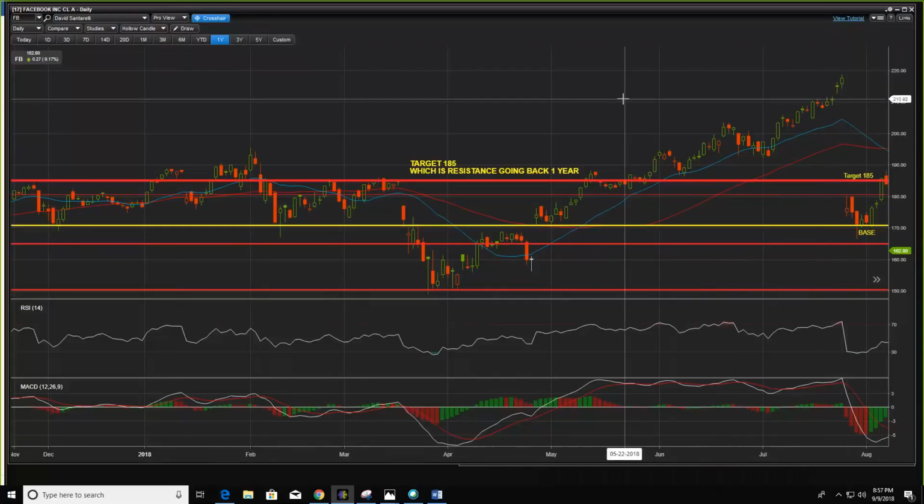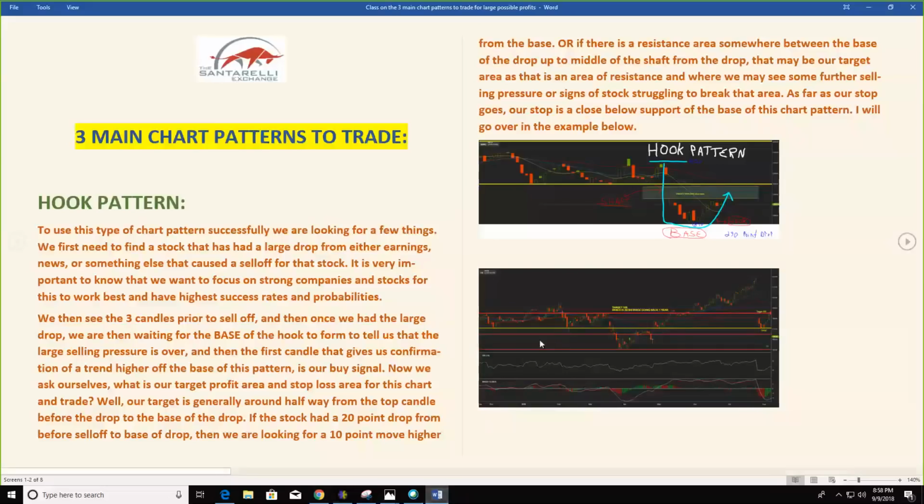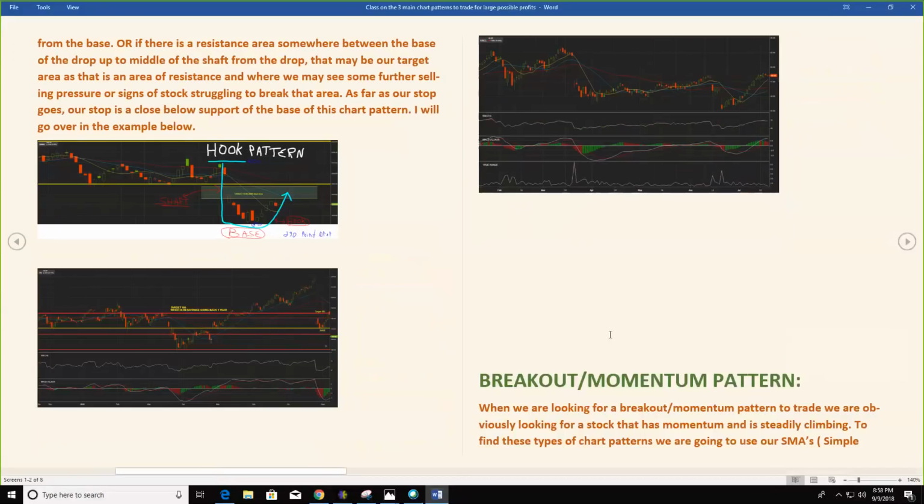So when you're entering into a trade, it's important to have all these things set up, ready to go. Know your entry, know your stop, know your target profit area, and you'll be good to go. Let's get back to the Word doc here. All right, so we went over the hook pattern, and we went over the Facebook example. Here's another one on Oracle.